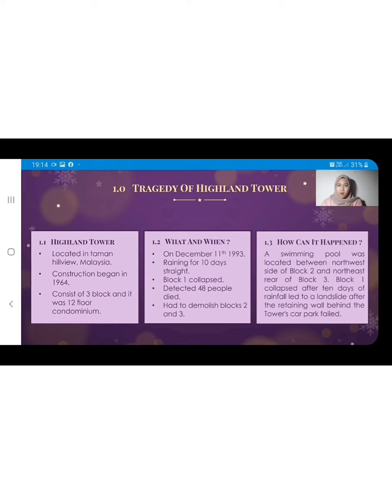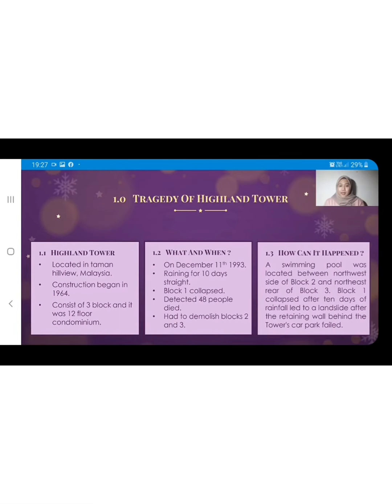The collapse of Block 1 resulted in 48 deaths. It had rained continuously for 10 days preceding the collapse. Retaining wall collapse at Highland Tower happened because a swimming pool was located between the northwest side of Block 2 and the northeast rear of Block 3. Block 1 collapsed after 10 days of rainfall led to a landslide after the retaining wall behind the tower's car park failed. This is because the water content in the soil became oversaturated to the extent that the soil had turned into a liquid, in effect becoming mud.